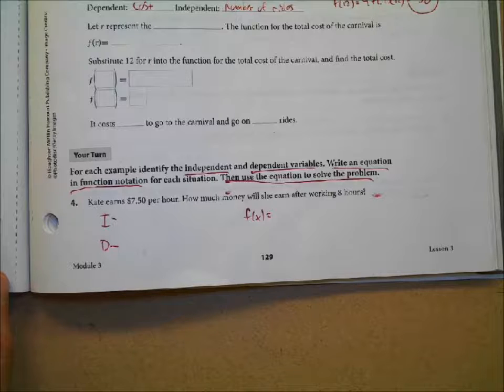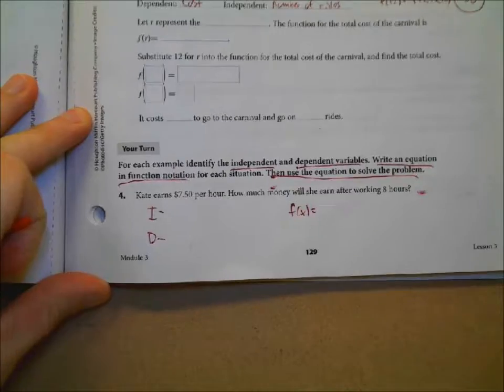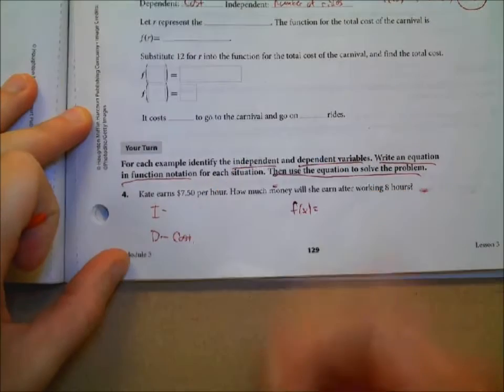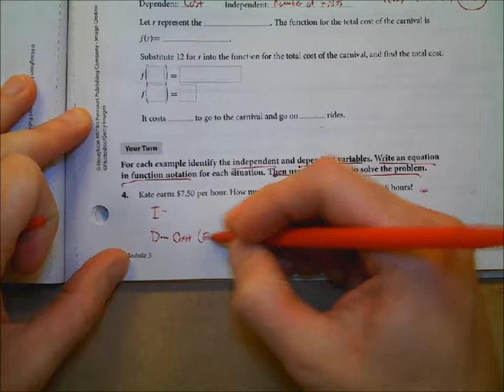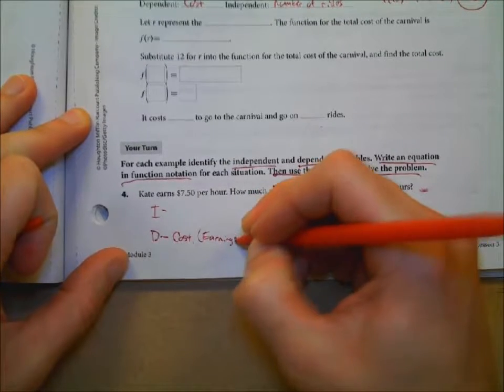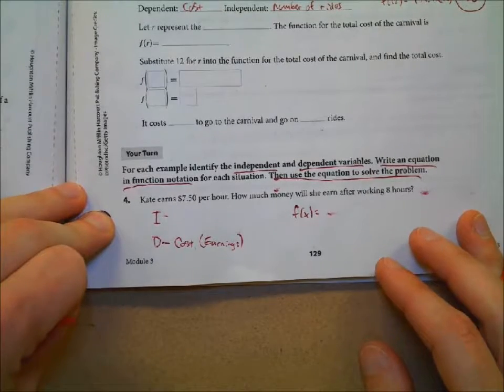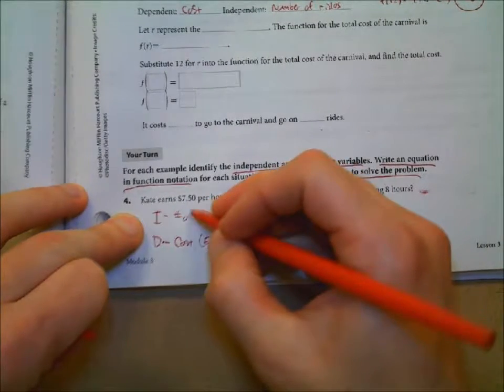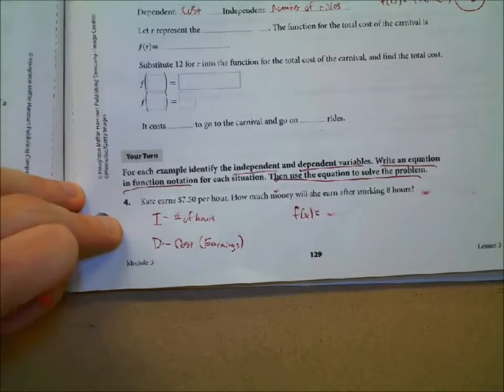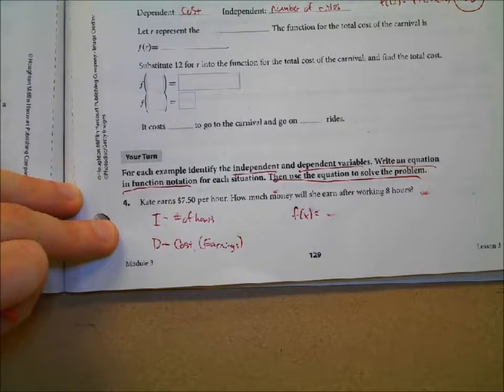Sean, were you able to identify what depends on what in this scenario here? Cost depends on the number of hours worked. So that means the dependent, what is doing the depending? Cost. So dependent is cost. Okay, or earnings. You could also call it that, I would say, in this case, because she's earning that money. Okay, and then independent would be the number of hours. She's in charge about whether she decides to do those or not. Okay, very good. And then let's go to Matt.